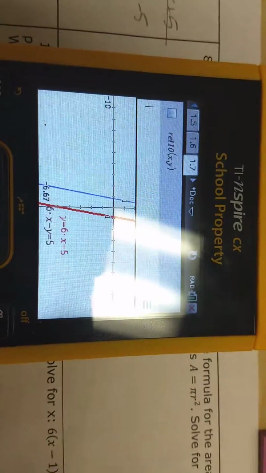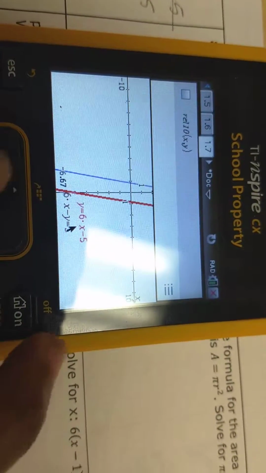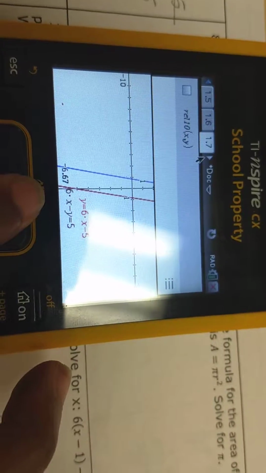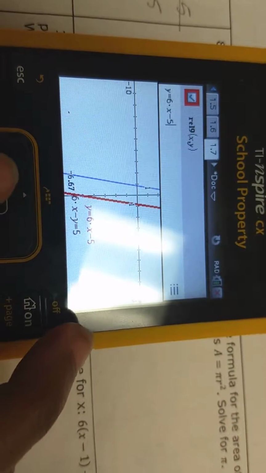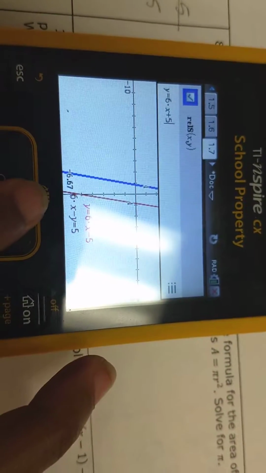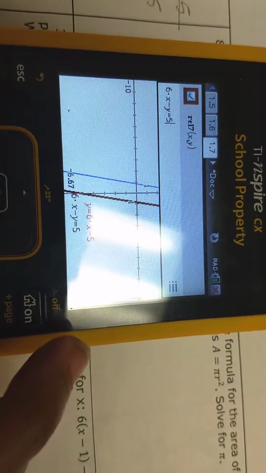Now, the red and black are the two that are the same. So just press the up button, and there's the red equation, and the blue is not it, but the black is. Okay.